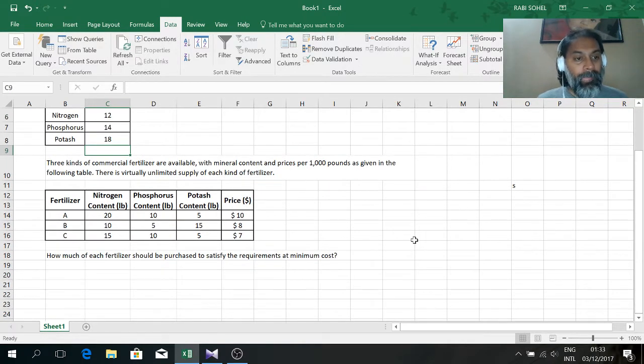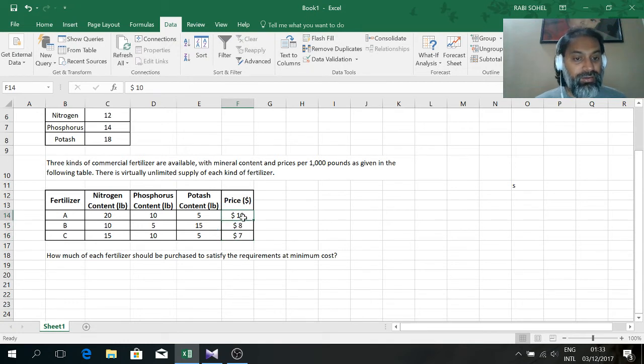So as you can see here, the three kinds of fertilizer they're talking about are A, B, and C. Each of these fertilizers has a certain amount of nitrogen, phosphorus, and potash in it. Fertilizer A has this much nitrogen, phosphorus, and potash, fertilizer B has this much, and fertilizer C has this much. Now this is the cost of the fertilizer.